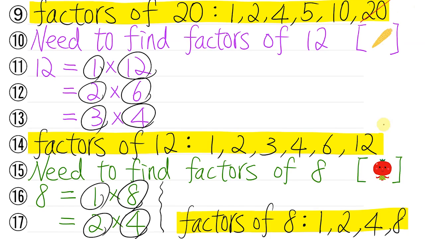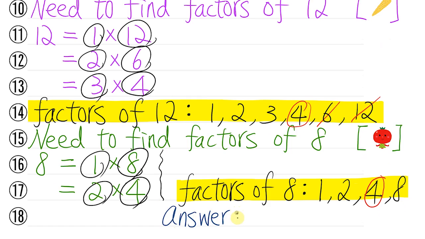20 is impossible because 20 does not appear here. 12 is impossible because 12 does not appear here. 10 is impossible because 10 does not appear here. 6 is impossible because 6 does not appear here. 5 is impossible because 5 does not appear here. 4 is possible because 4 appears here and 4 also appears here. So we know our answer is 4. 4 is the largest number of plants I can put in one row for all 3 plants.